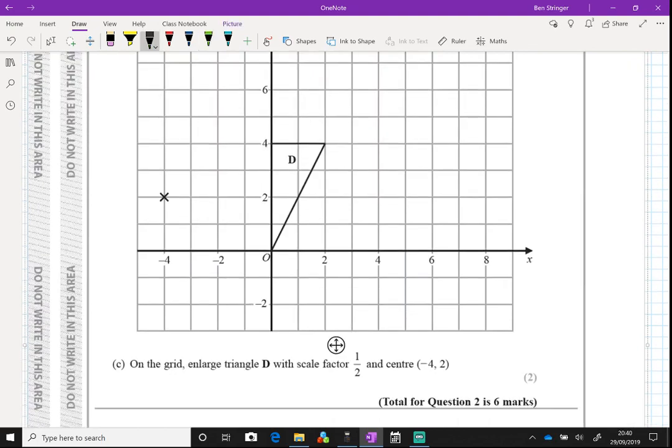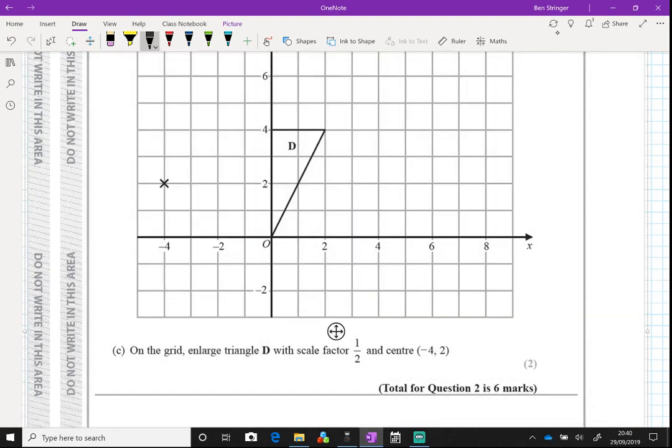On the grid, enlarge triangle D with scale factor a half. Here we are halving the entire area, and here's the center. So you pick yourself a target corner. I'm going to do this top left hand corner. No reason why. I go up 2, along 4. So if I was to do scale factor 2, I'd go up 4, along 8.